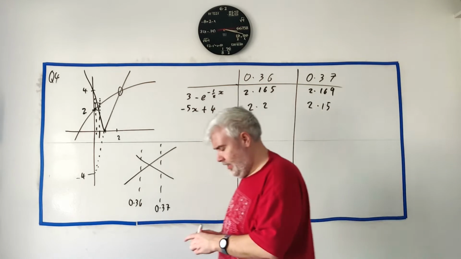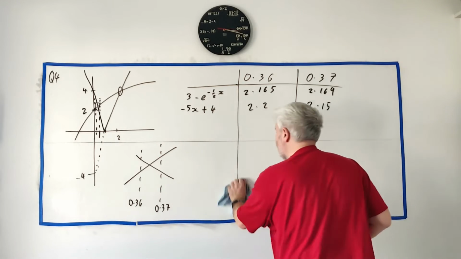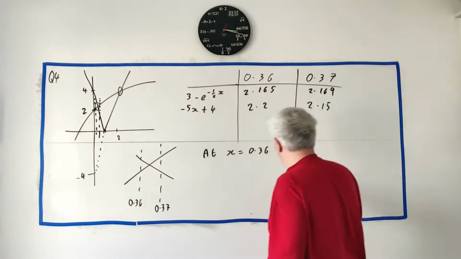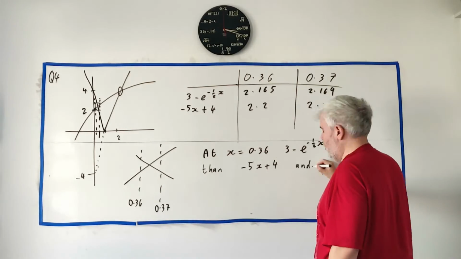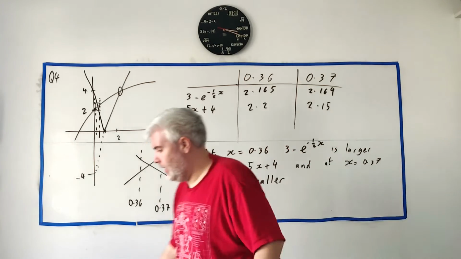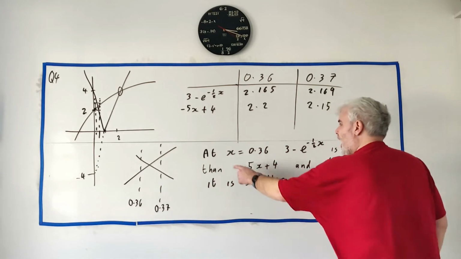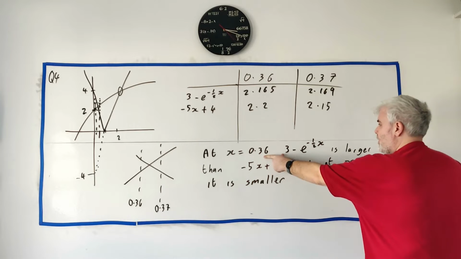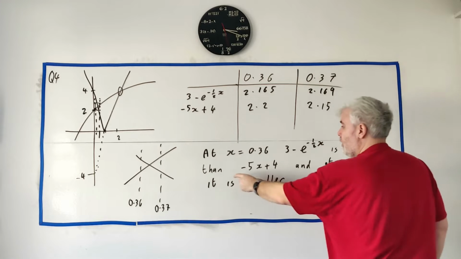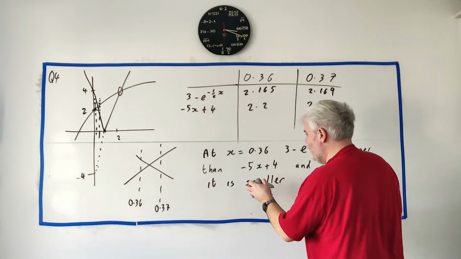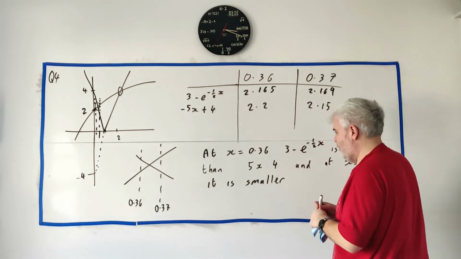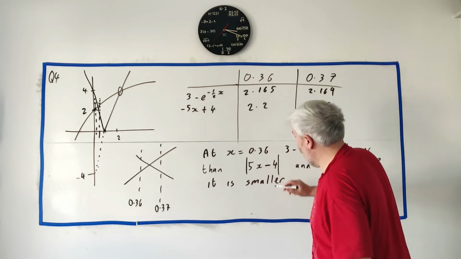So again, they would like to hear a little bit of English here. They'd like to hear something along the lines of, okay, with the power of editing, I would write something like this. At x equals 0.36, 3 minus e to the power of minus a half x is larger than this. And actually, instead of writing that, I think the examiner would be okay with writing that, but just to be fully correct, I guess I should write that.